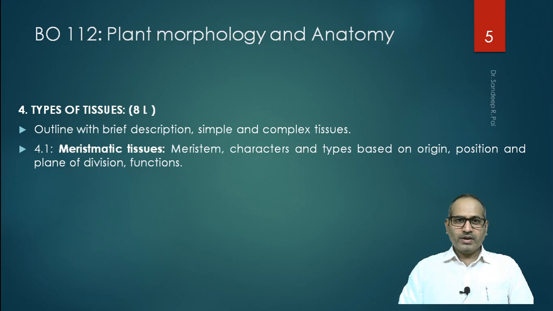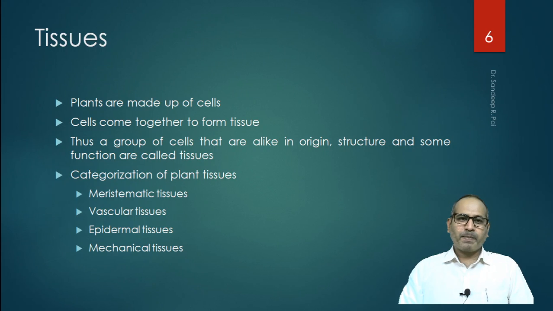Out of them, today we are going to see the outline with brief description of simple and complex tissues. Then we will also see meristematic tissues and in detail the definition for meristem, characters and types based on origin, position and plane of division, and the functions of meristem.